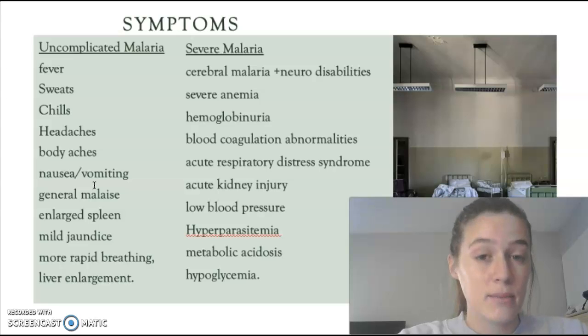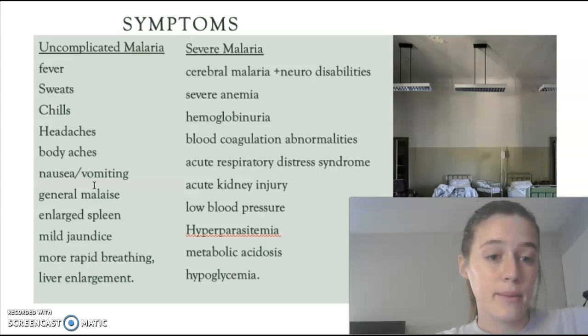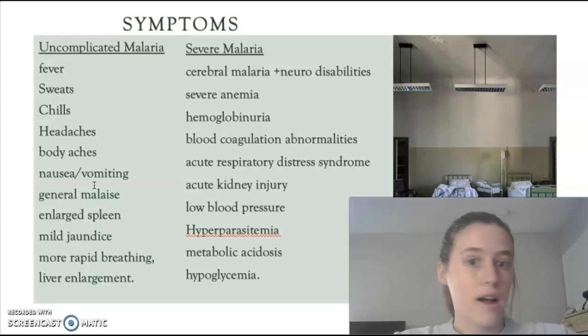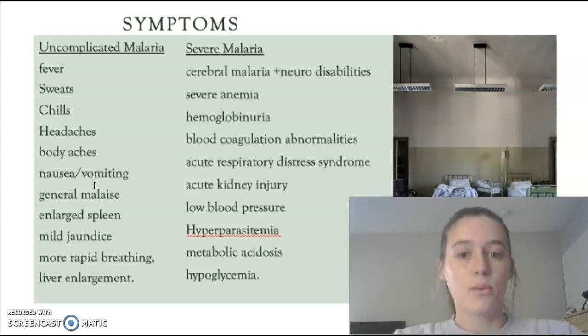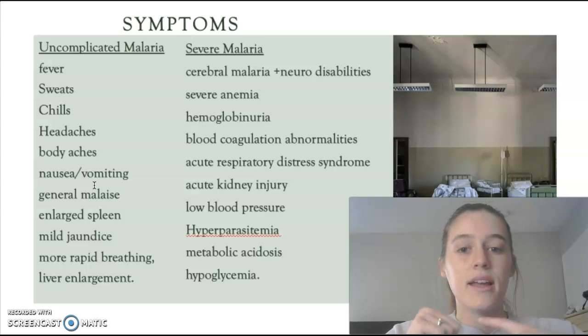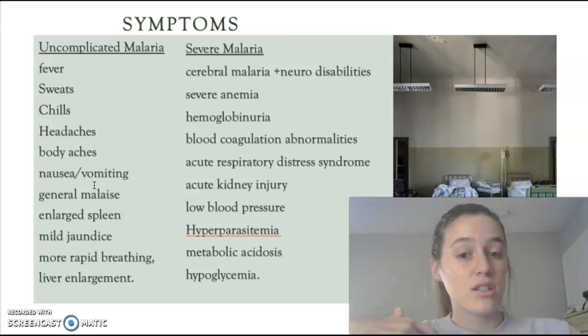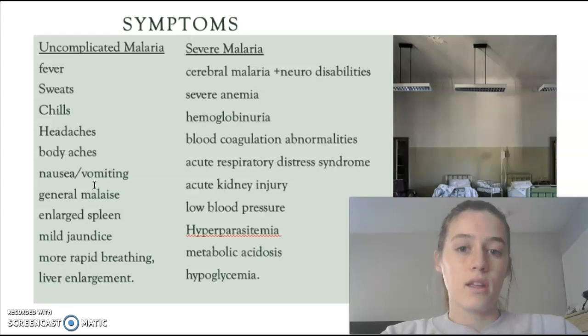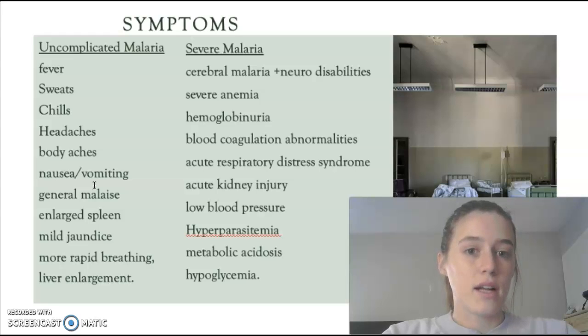So there's lots of symptoms of malaria, and they vary based on if you have uncomplicated malaria or severe malaria. So uncomplicated malaria presents with a lot of the symptoms that I had talked about that Jane presented with: fever, sweats, chills, headaches, body aches, nausea, vomiting, a general malaise, an enlarged spleen, mild jaundice, more rapid breathing, and liver enlargement. So those are just typical symptoms of uncomplicated malaria, which is definitely something that needs to be treated, but it's not nearly as fatal as severe malaria.